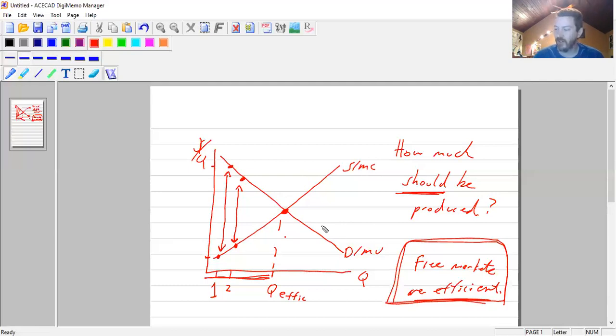Free markets are devoting their scarce resources to the production of this good up until that good is more valuable than it is costly. But beyond that point, free markets don't produce more. Their resources are directed towards the production of other goods in that case. Okay, does that make sense?